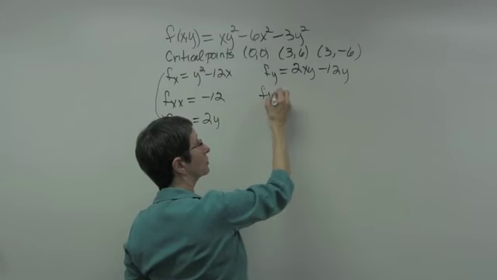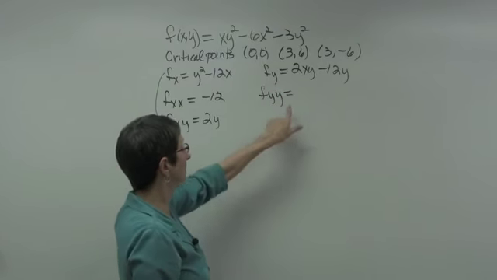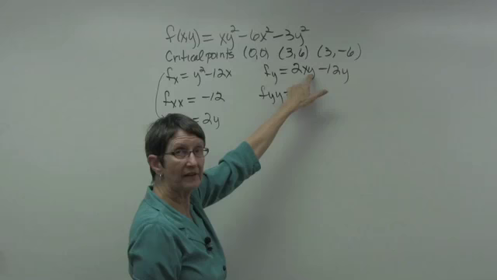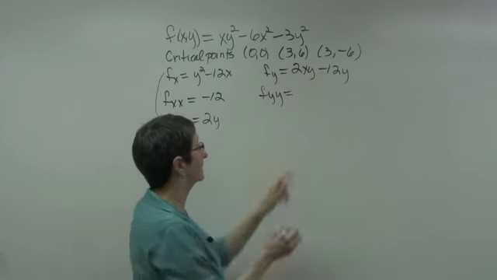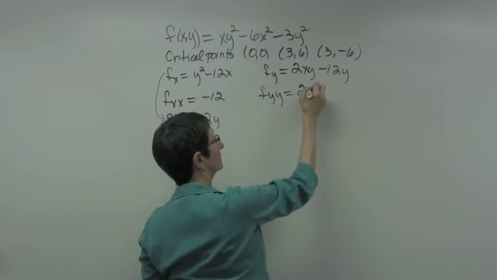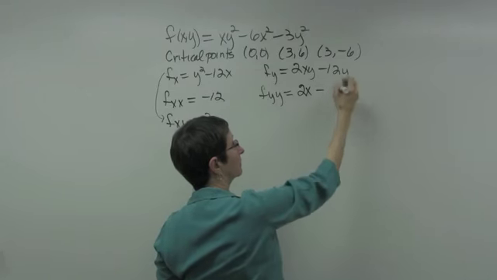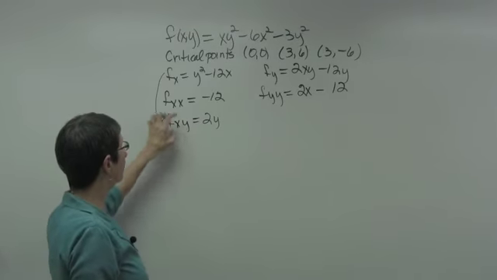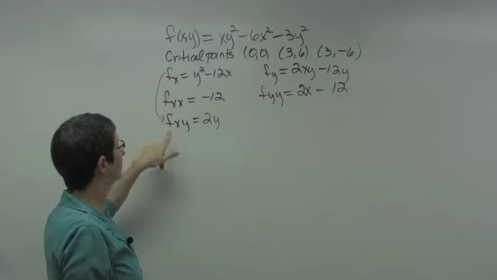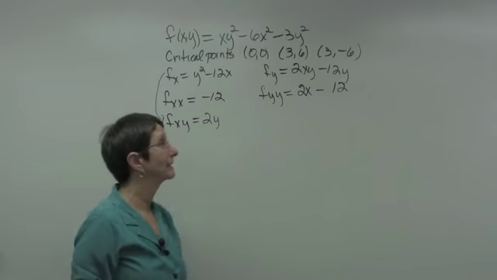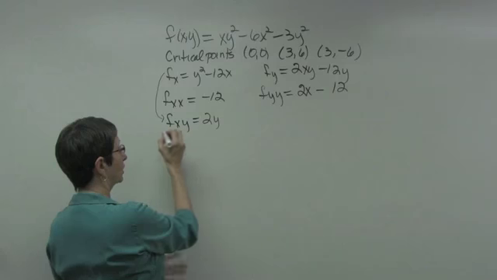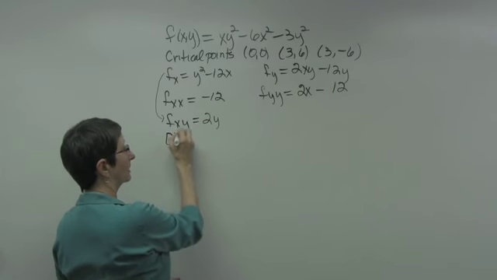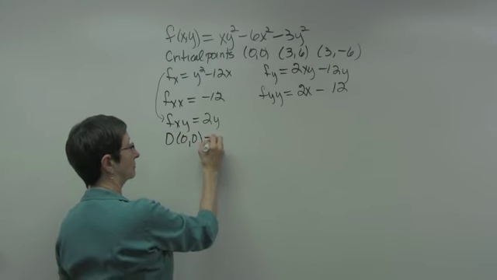My second partial with respect to y, for the second time, y is the variable, derivative is 1, so that's 2x, minus, and the derivative here would be 12. So I have fxx, fxy, fyy. The discriminant says pick your point. So let's start with a point 0, 0.